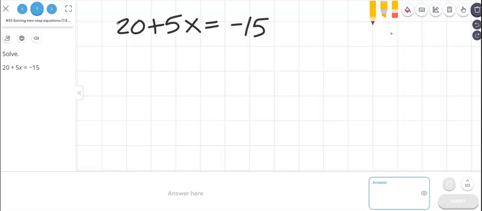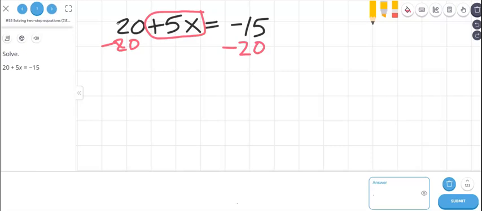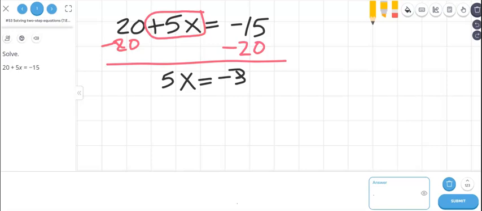Find our variable term. Include the sign with it. Get rid of the 20 by doing minus 20. Minus 20. We get 5x equals negative 35.